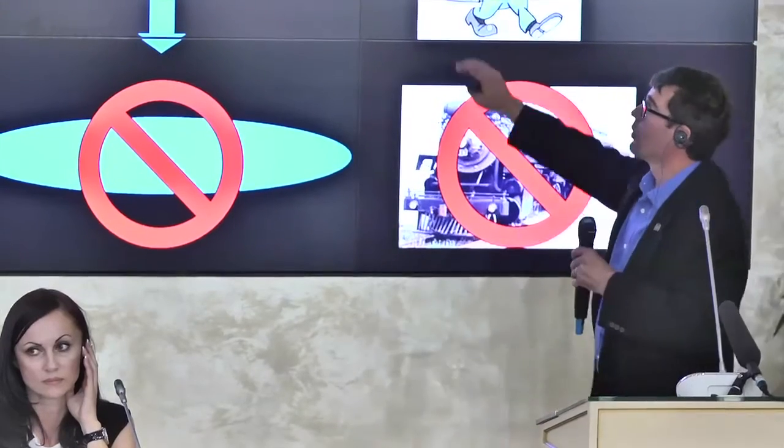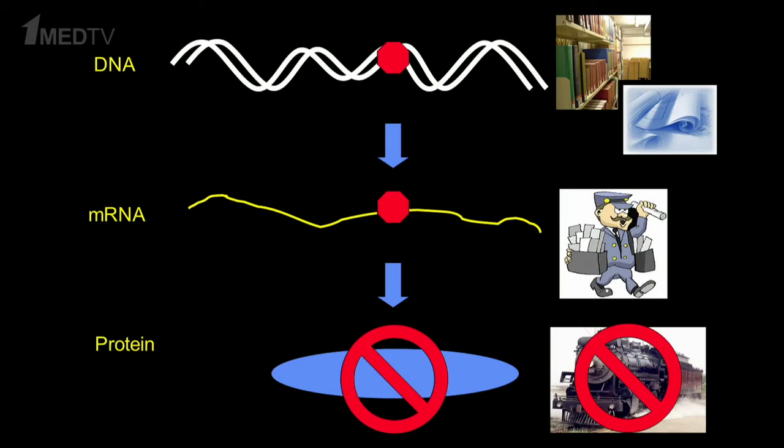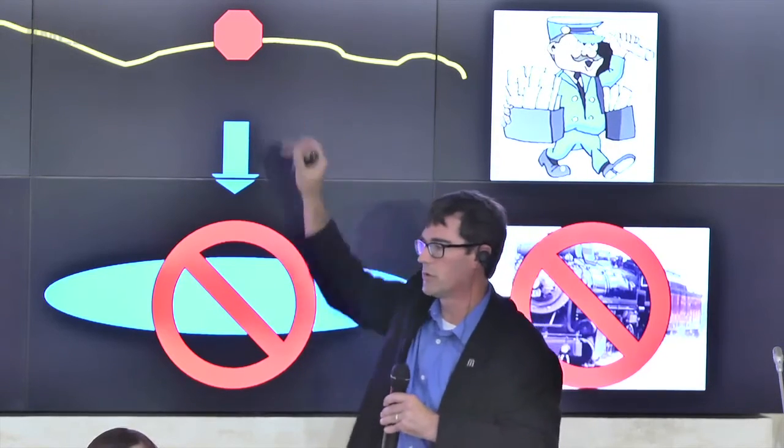And so the way that this works is that a change in the DNA, represented by the red symbol, is copied into the message, and it's this change which prevents the protein from working. So this is the idea that Dr. Evans was alluding to earlier.